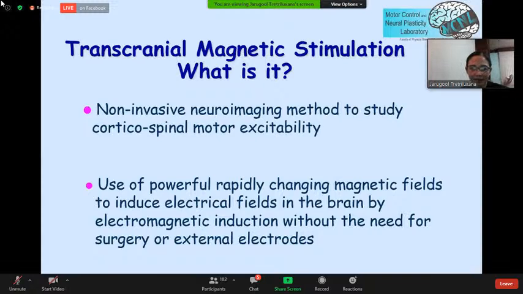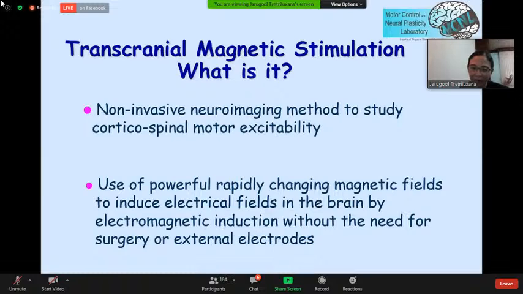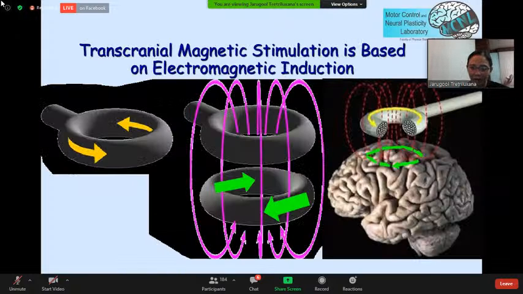So TMS uses the concept of a changing magnetic field, and that can be used to stimulate our primary motor area, which then evokes the movement. The nice thing is it can measure brain activity without any surgery, okay? Without opening your skull, without any external electrode put on your brain, but it can measure, okay? But let me show you how it could be used.